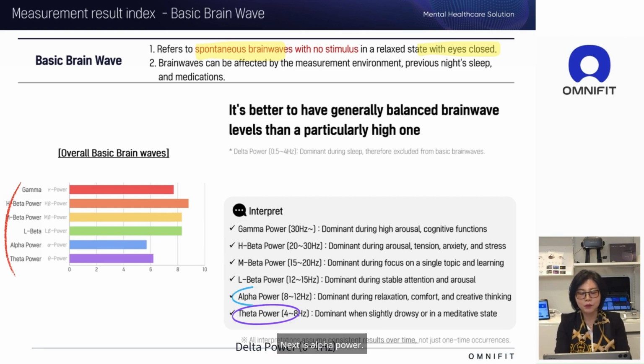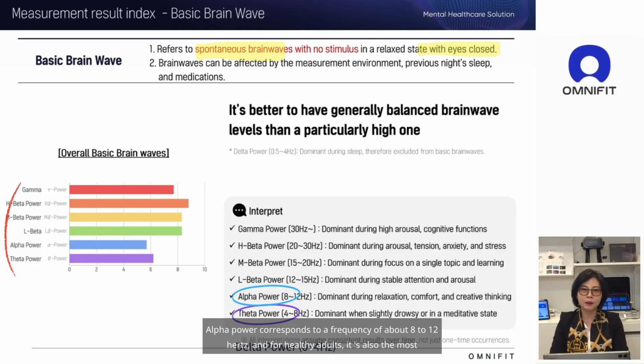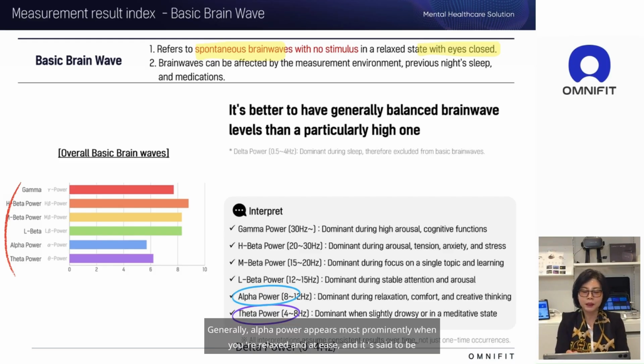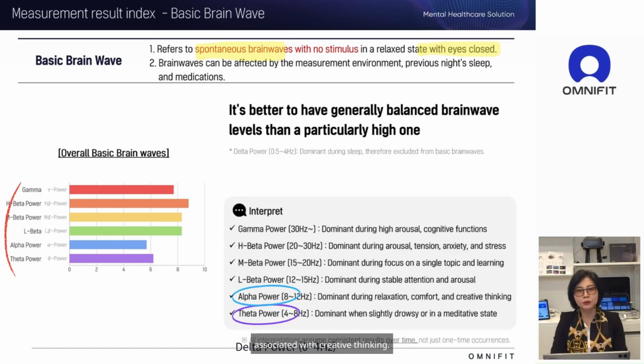Next is alpha power. Alpha power corresponds to a frequency of about 8 to 12 Hz, and for healthy adults, it's also the most dominant frequency. That's why we sometimes refer to it as the intrinsic rhythm for healthy adults. Generally, alpha power appears most prominently when you're relaxed and at ease, and it's said to be associated with creative thinking.